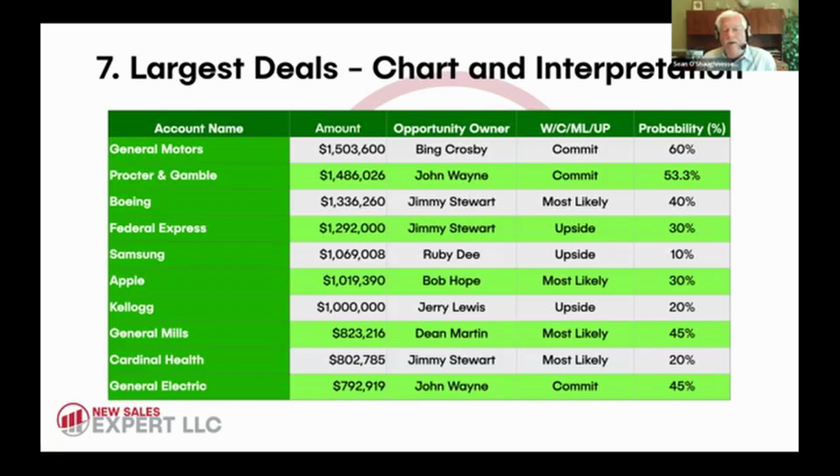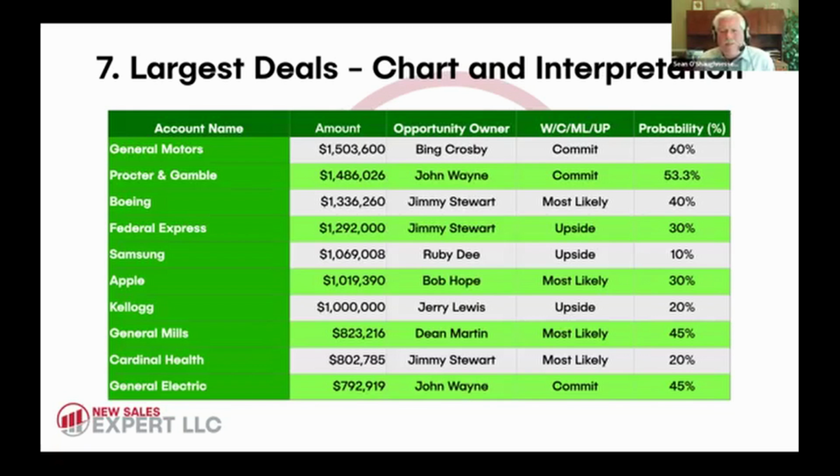We can have a conversation about what do we have to do to make that happen. Jimmy Stewart's also got 1.3 million at Federal Express. And hey, that's an upside deal, boss. I'm sorry, man. That's an upside. Well, what do we have to do? How do we have to get that done? Because that 1.3, that's a pretty big deal. That's an important deal for this company.